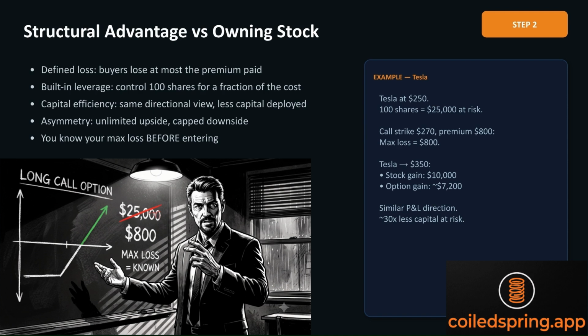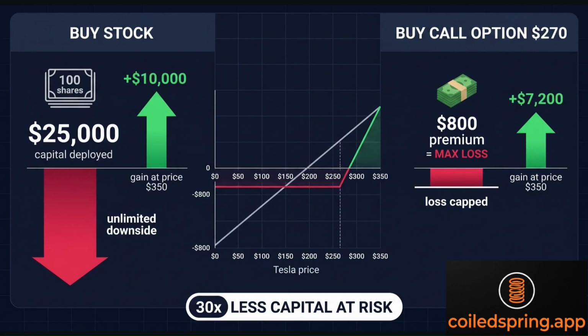Dramatically less capital at risk. Now, let's put real numbers on this with Tesla. Tesla is trading at $250. You have two choices. Choice 1, buy the stock. 100 shares at $250 means $25,000 deployed. That's your capital at risk.